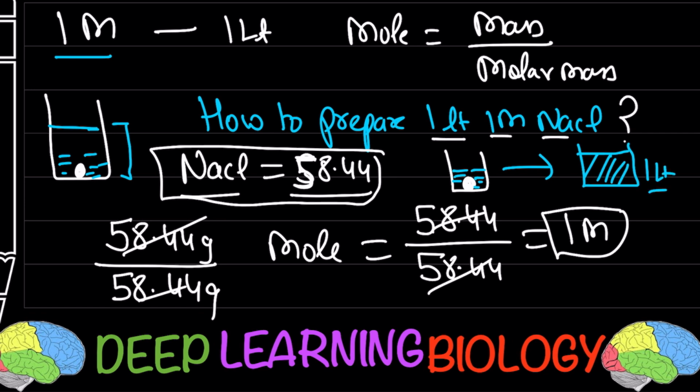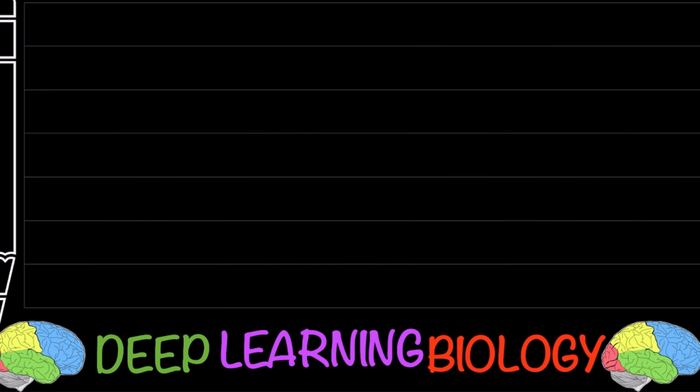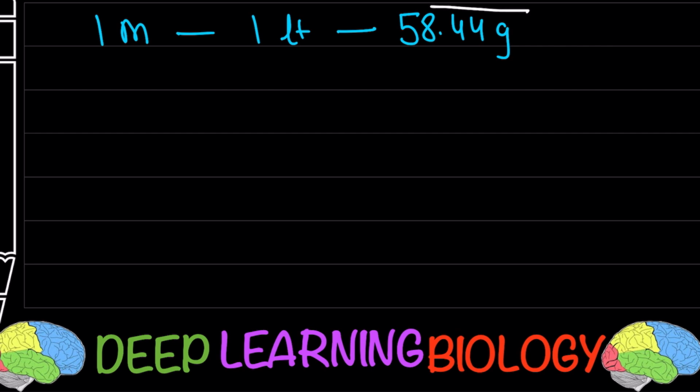Keep in mind, to prepare 1 molar, 1 liter, you are going to weigh 58.44 gram. This is the molar mass of the chemical, here NaCl.